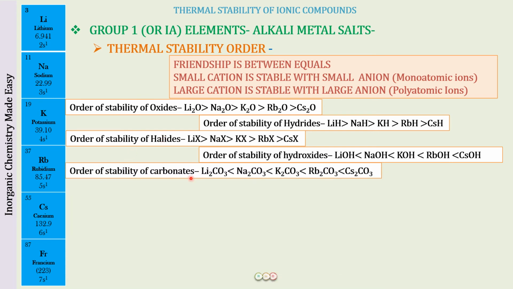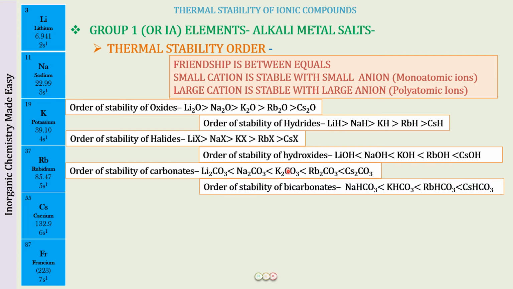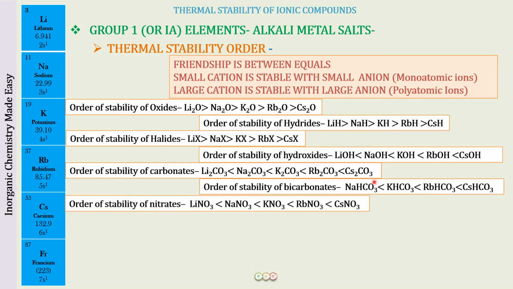The next we have is the carbonates. Again, this is a large anion, a polyatomic anion. So it is going to be more stable with a large cation. Down the group, stability is going to be increasing. The next we have is the bicarbonates. Again, the stability will be increasing down the group.